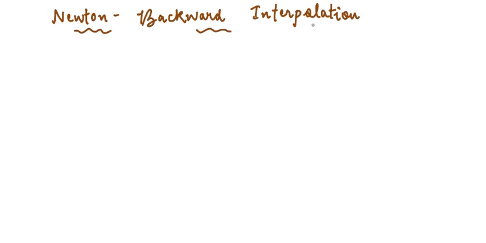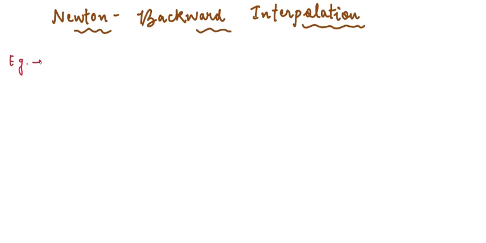The basic idea remains the same. We'll still have a set of equally spaced data points, and we want to estimate the value of the function at an intermediate point. But there is one important difference. Instead of starting our calculation from the beginning of the table, Newton's backward interpolation method starts from the very end of the table. Therefore, it is particularly useful when the required value lies near the last tabulated value.